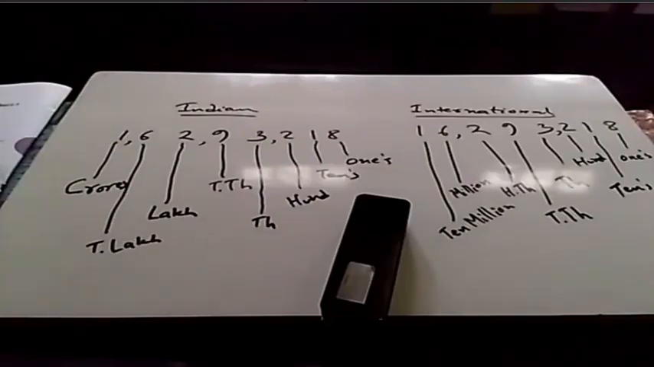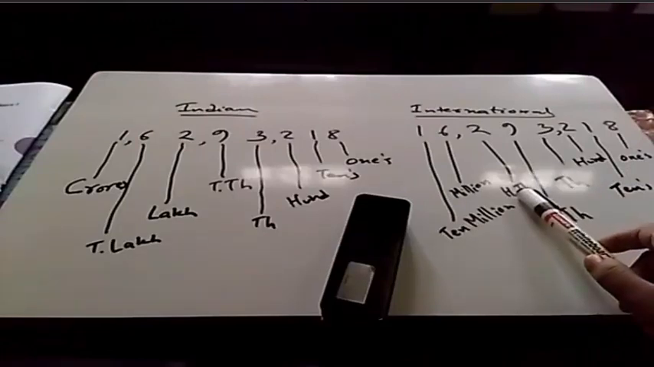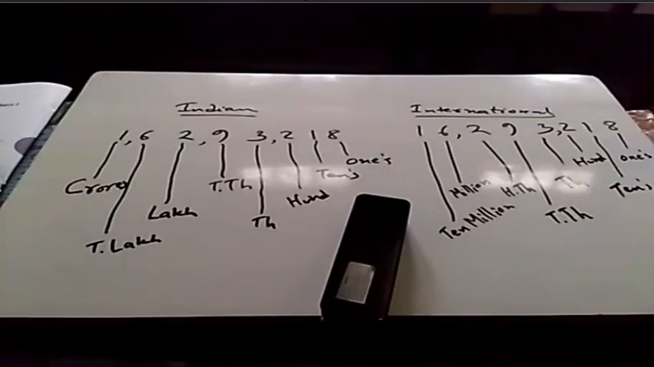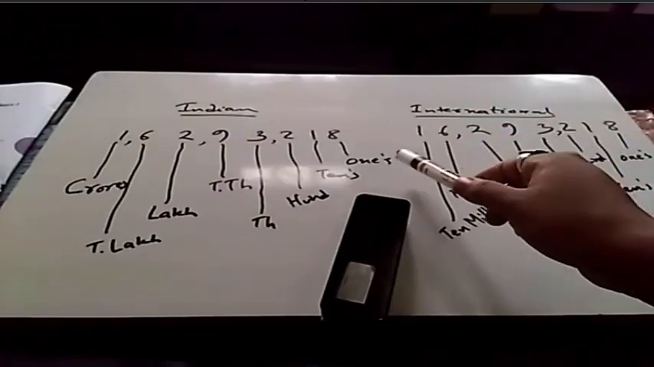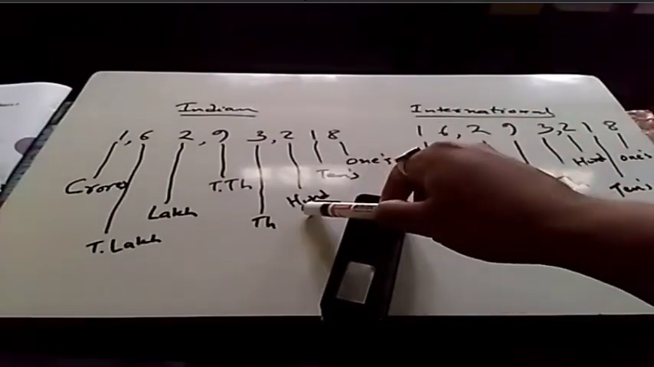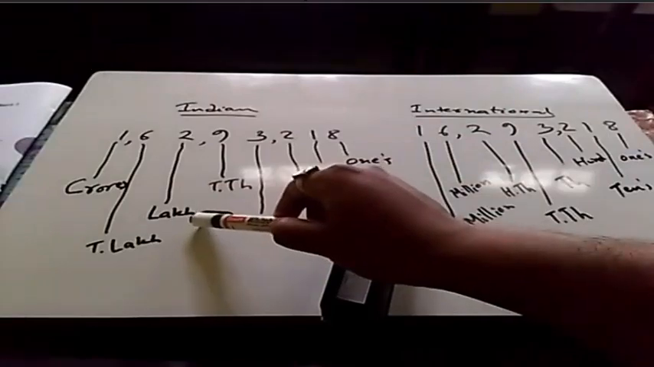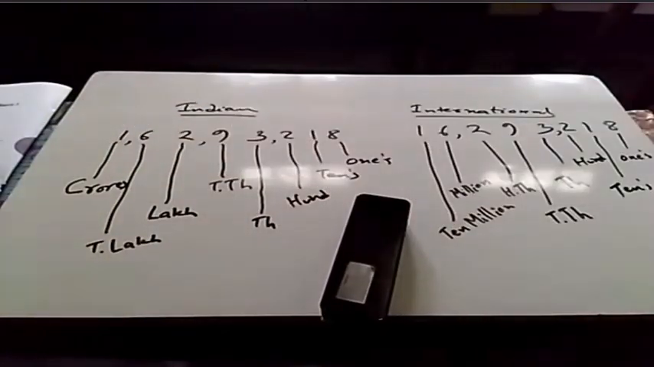So in international system, the places are ones, tens, hundreds, thousands, 10,000s, 100,000s, million, 10 million, and after that there will be 100 million, which we will discuss later on in our subsequent classes. And in Indian system, the place values are ones, tens, hundreds, 1,000, 10,000, lakh, 10 lakh, crore, 10 crore, and so on.